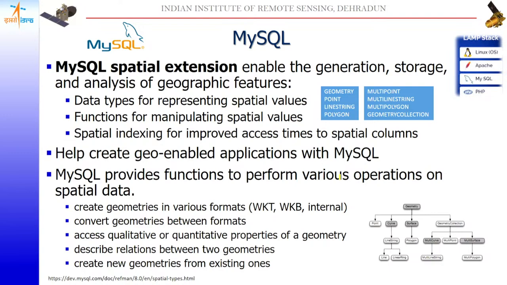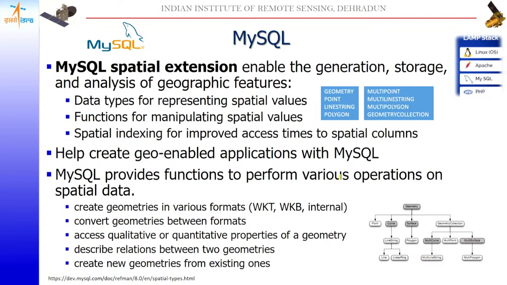But it also supports the spatial extension, which allows storage for spatial data types, and also functions and manipulations, along with indexing and other kinds of support. So if you're looking to create geo-enabled applications and you are already following a LAMP stack and you don't want to move from, let's say, MySQL to Postgres, you can still go ahead and use the MySQL system because it also supports spatial extensions. So it supports the geometry type, the point, line string, the polygon, along with multi-point, multi-line, multi-polygon. Even the geometry collection could also be stored.